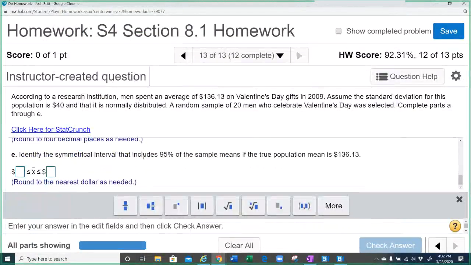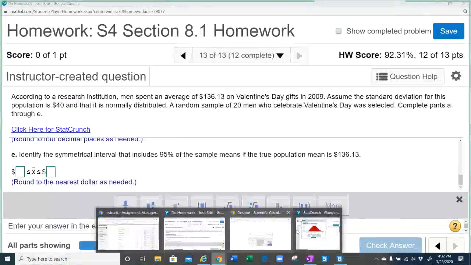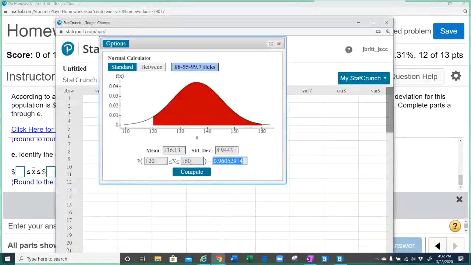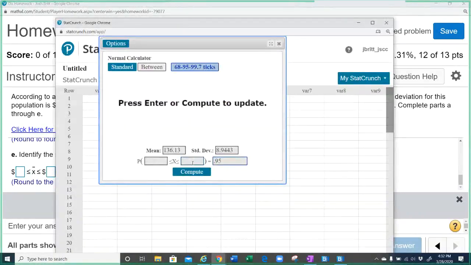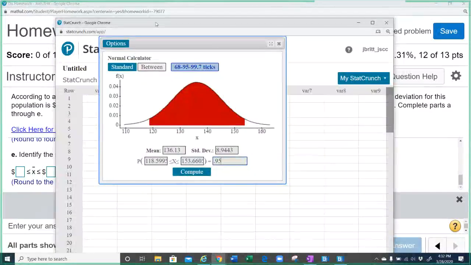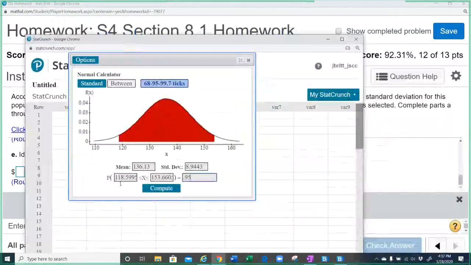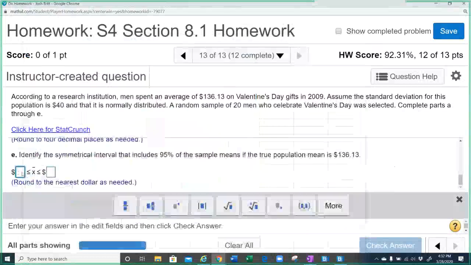And then again, this is a 95% of the sample means will be between what two numbers. So again, you're given a probability and asked to find the boundary. So 95 goes here, and between 95 goes here. And we're going to the nearest dollar. So 119 and 154.